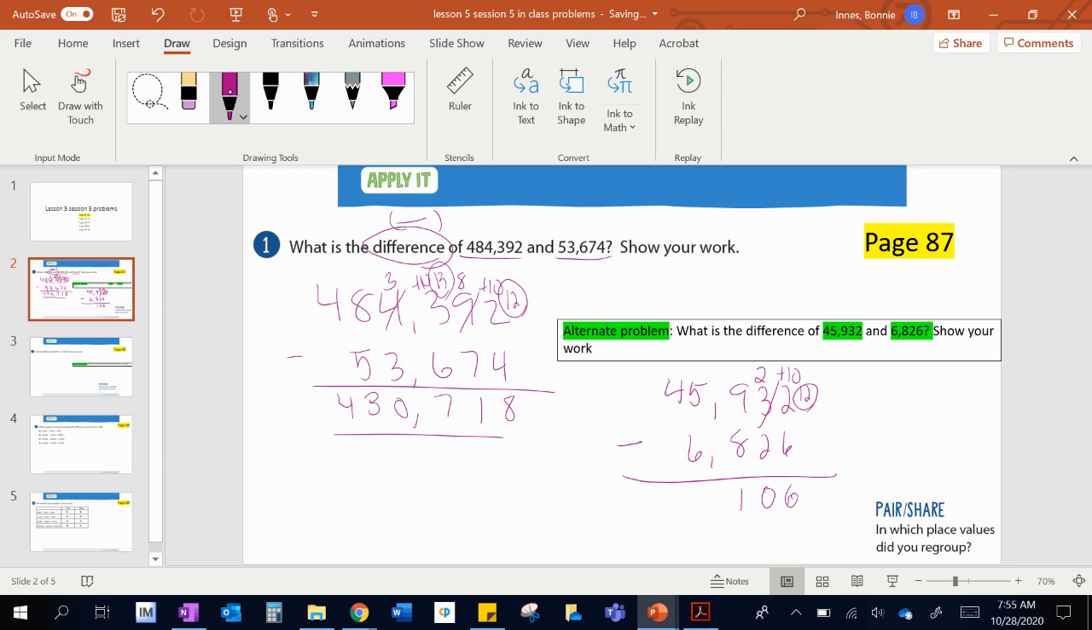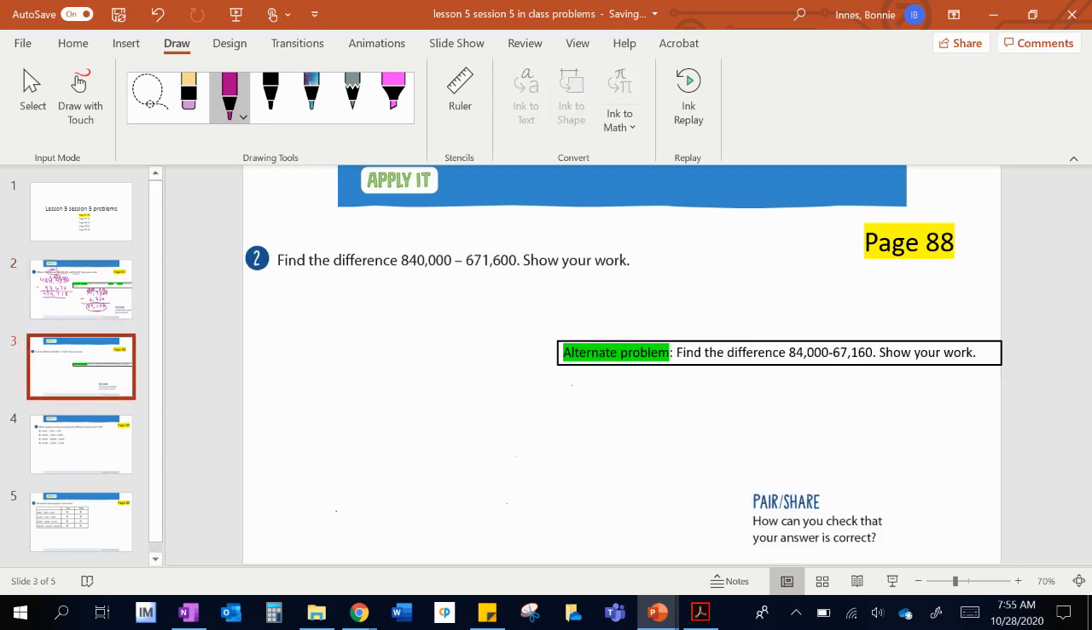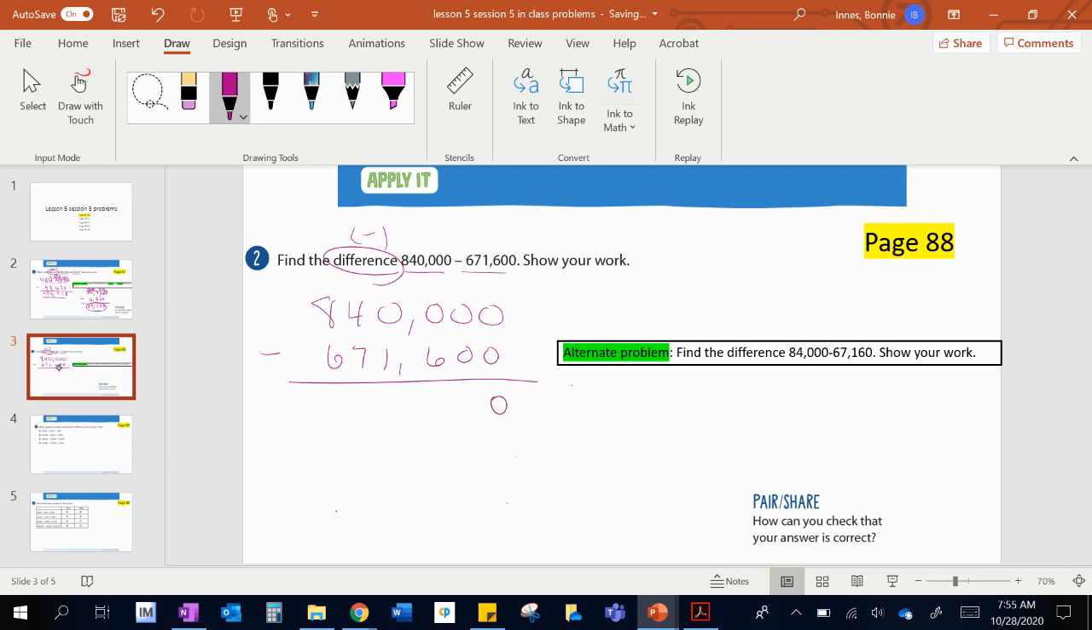5 minus 6, I can't take 6 from 5, so I need to regroup this into 3 10,000s plus 10,000s, which is 15,000. So 15 minus 6, so 15, 14, 13, 12, 11, 10, 9. 3. So 39,106. All right, find the difference, that means subtract, of 840,000 minus 671,600. So ones place 0, tens place 0, hundreds 0 minus 6.